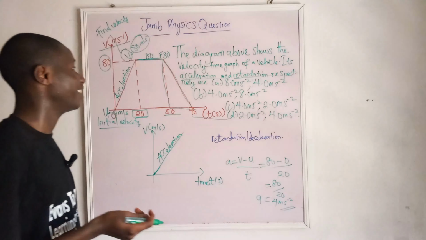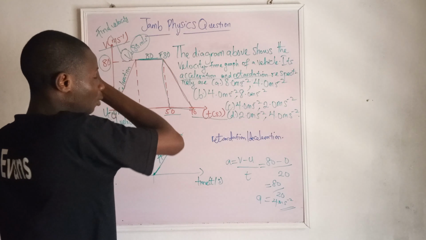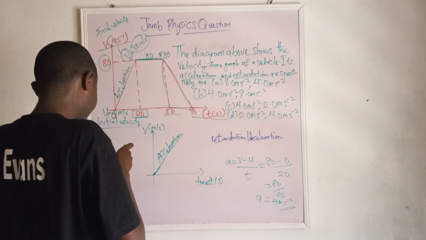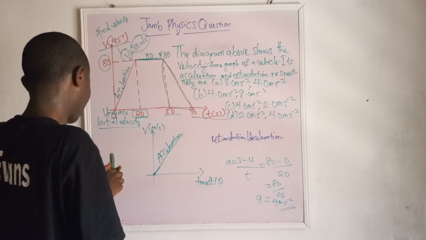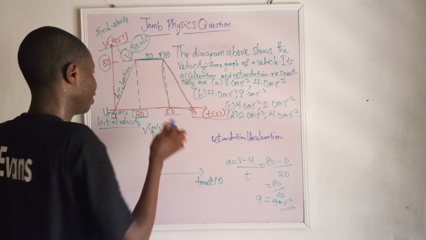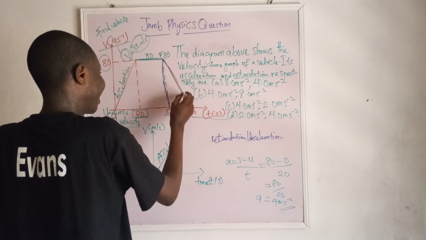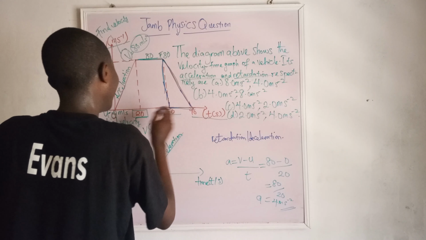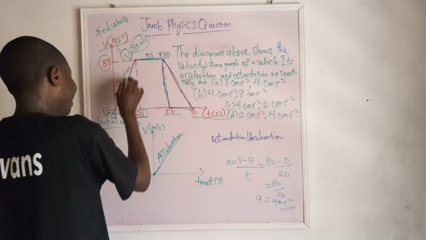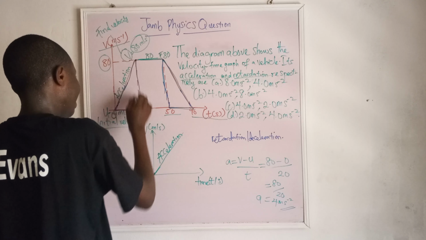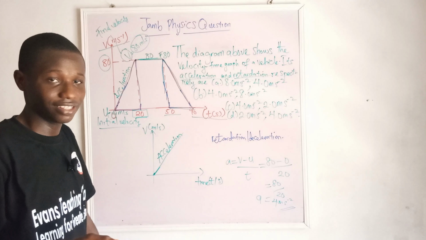Now, how do you find retardation? I told you, whenever you want to do retardation, you are talking about this diagram. Let me try to use another color so that you can understand what I'm saying. So we are now under retardation. We are going to be looking at this diagram. When I did the first acceleration, I talked about the first triangle here, right?